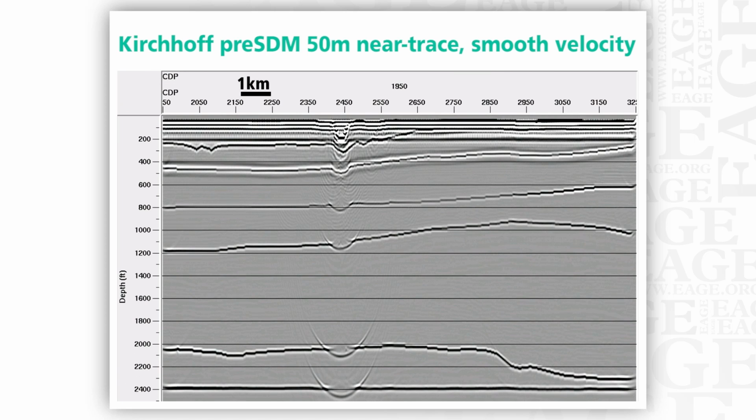So there's the migration now for this same 50-meter offset plane, but with a smooth velocity model. In other words, this would be the starting point in an industrial process. We don't know that the anomaly is there.